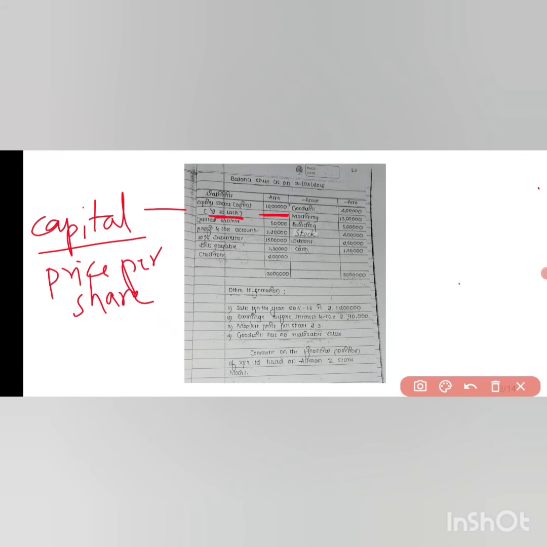So from this given information what we can calculate? We can calculate the number of shares.